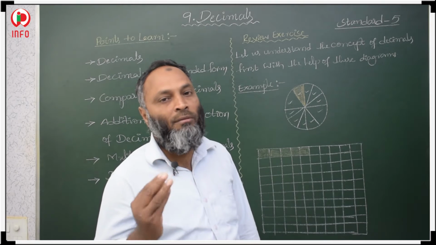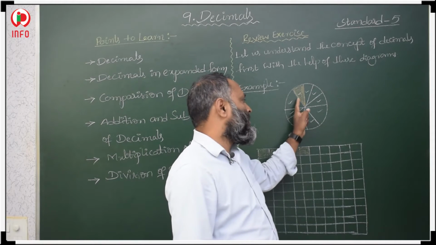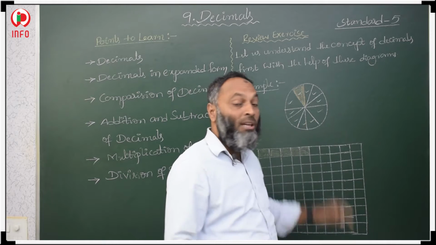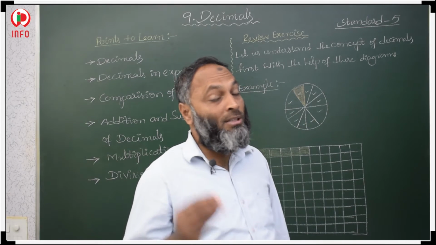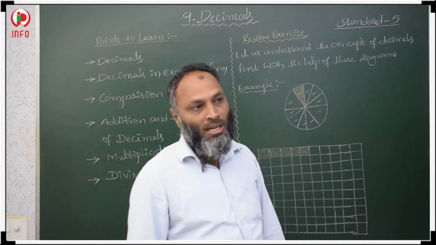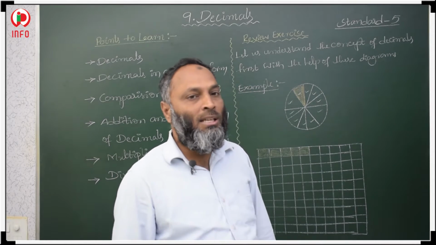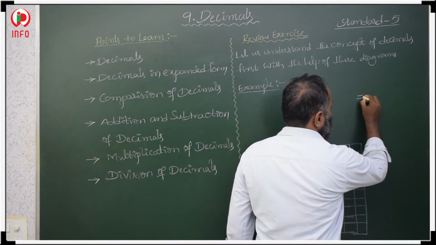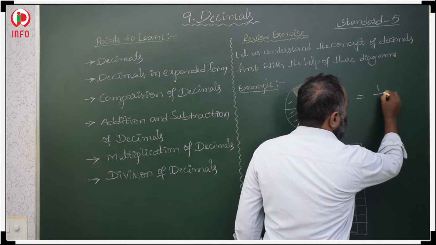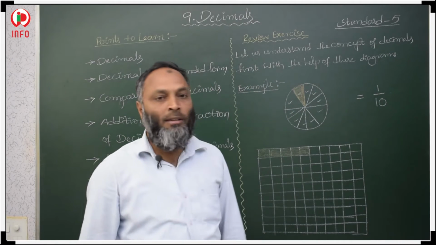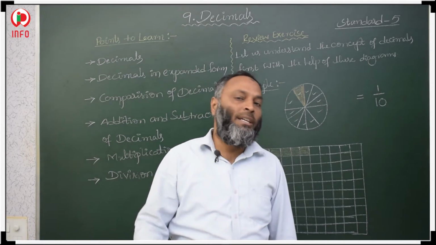Total 5 equal parts we have. So 1, 2, 3, 4, 5, 6, 7, 8, 9, 10. Sorry, here we have 10 equal parts, not 5 equal parts. So in total 10 equal parts in a circle. One part is shaded. Then what is the representation of this shaded portion? That is 1 by 10. 1 by 10th part is the shaded part.